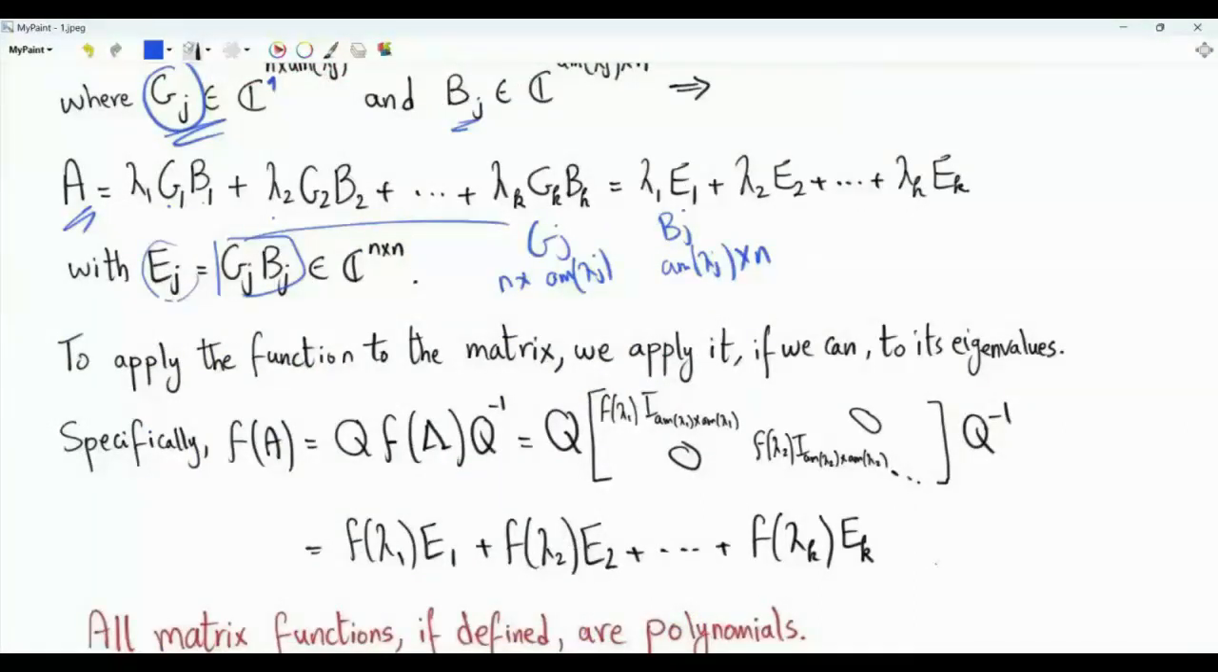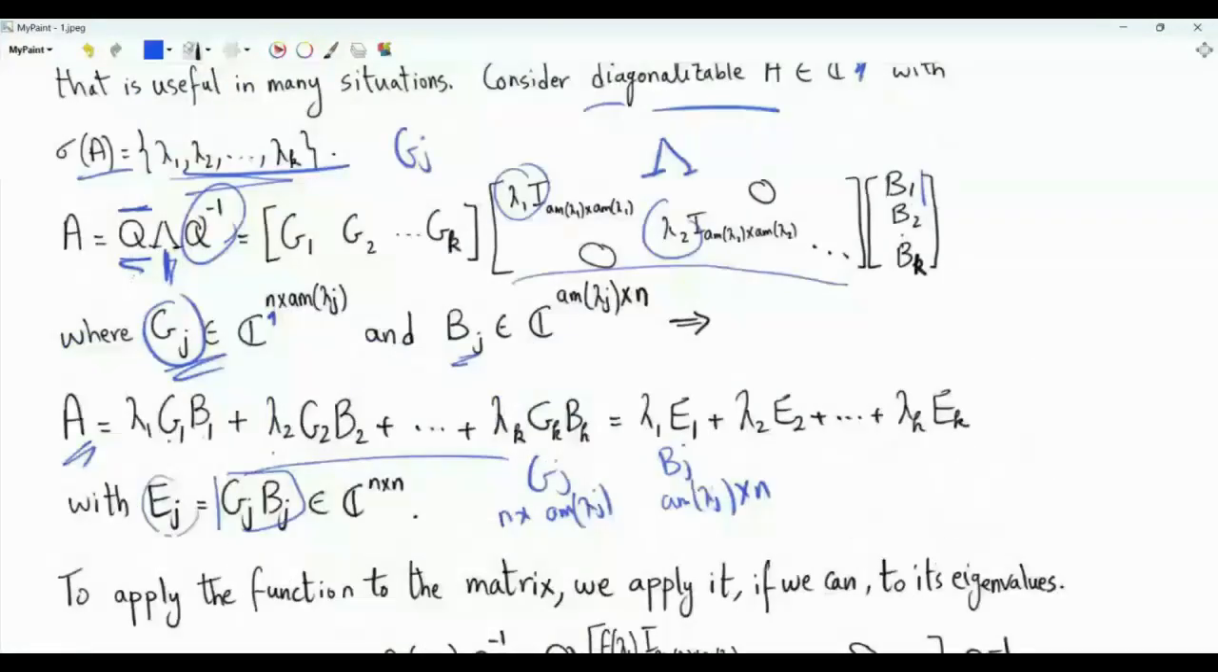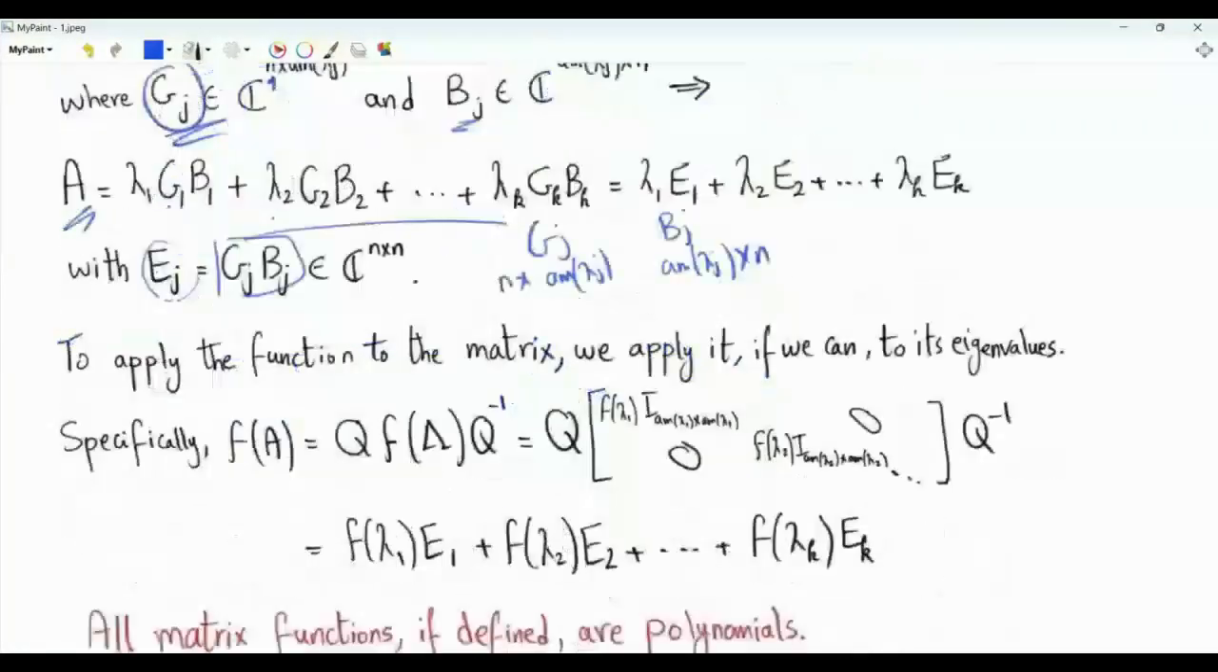How do we apply the function to the matrix? We simply apply it to the eigenvalues. If we look at this representation for matrix A, then the function f applied to matrix A, so this is the function applied to an n by n matrix, and the output is an n by n matrix, is Q, and then we apply the function to the eigenvalues of the matrix. Here on the main diagonal, we have f of lambda 1 repeated a number of times equal to the multiplicity of lambda 1, and then f of lambda 2 repeated a number of times equal to the multiplicity of lambda 2, and so on. And then we have Q inverse.